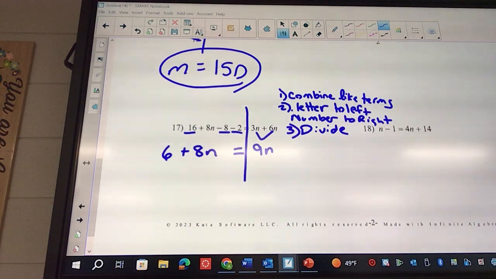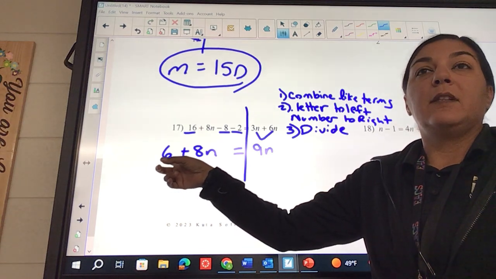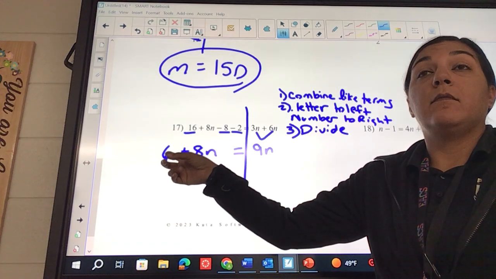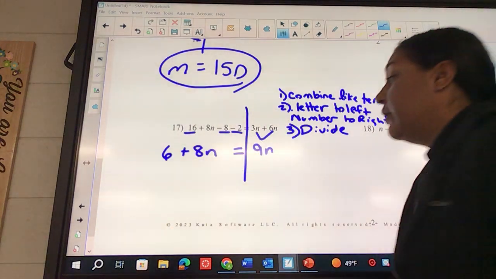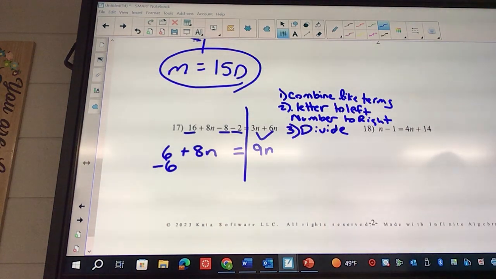Okay, now we're going to move our letters to the left and the numbers to the right. So, is 6 a letter or a number? It's a number, so is it on the left or the right? It's on the left, right? So it needs to be moved. So we're going to say minus 6. Where do we put this on the other side?